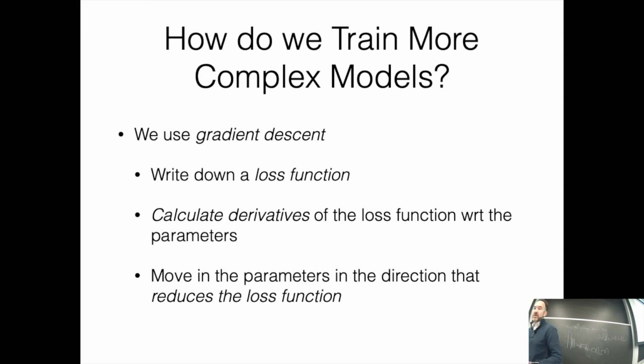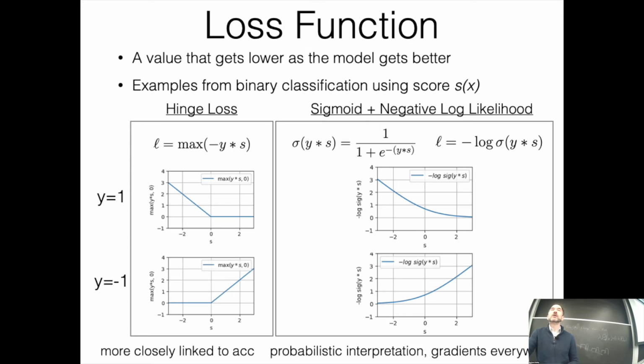But how do we train more complex models? I think most people here have taken a machine learning class of some kind, so this will be review for a lot of people. But basically, we do this by doing gradient descent. In order to do so, we write down a loss function, calculate the derivatives of the loss function with respect to the parameters, and move the parameters in the direction that reduces the loss function. And so specifically for this bag of words or continuous bag of words model, we want a loss function that gets lower as the model gets better.